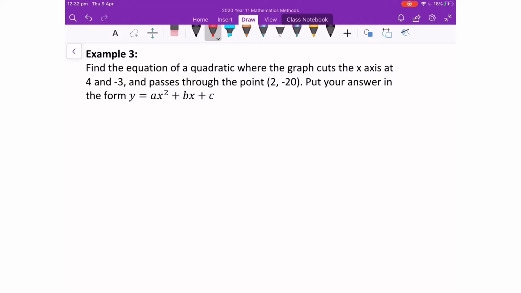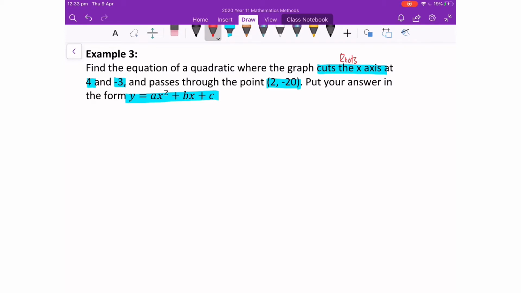So let's read very carefully and highlight what's important. Find the equation of a quadratic where the graph cuts the x-axis at 4 and -3. If it cuts the x-axis, it's telling me it's x-intercepts or roots, so I'm going to write that down. Then it passes through the point (2, -20). Put your answer in the form y equals ax squared plus bx plus c. So making sure that's in this general form. We've got quite a few bits of important information, and I'd really encourage you that when you have a question like this, you highlight what's important. I find it really useful, so I make sure I have all the information that I need, and I use all the information I'm given, because generally they're going to give you information that you're actually going to need.